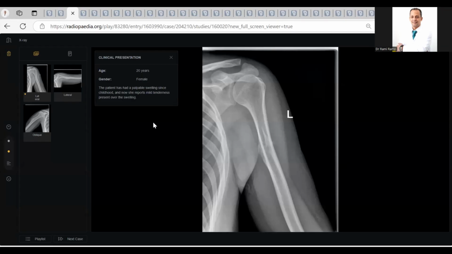A 20-year-old female patient has a palpable swelling at the arm.